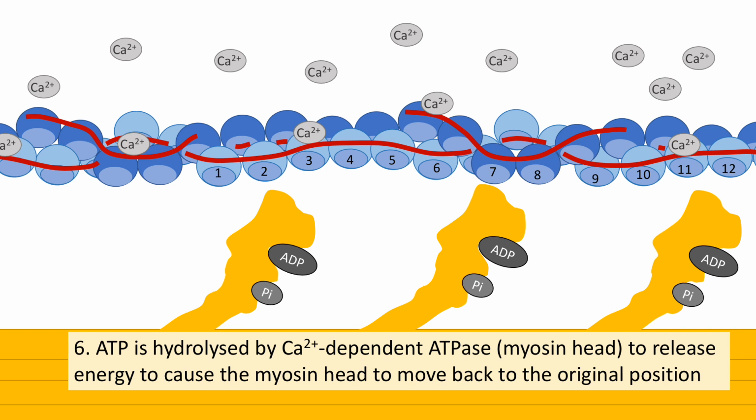So remember the myosin head is an ATPase or ATP hydrolase, and that is calcium dependent. So that hydrolyzes the ATP, releasing energy for the myosin head to change shape, to move back to that starting position, to that original position. Okay, so what we'll do is we'll go through that process again.